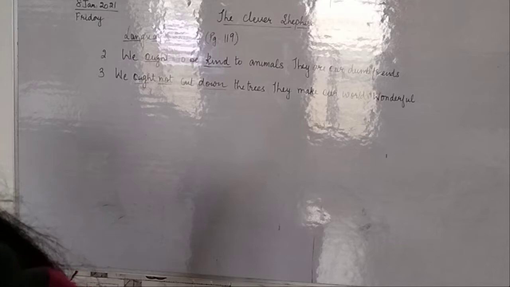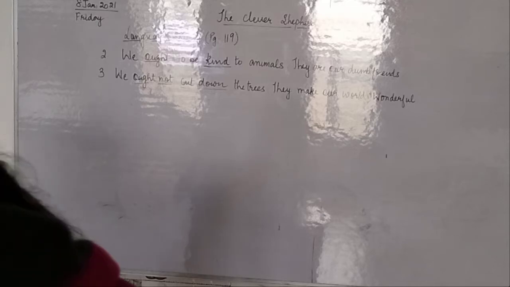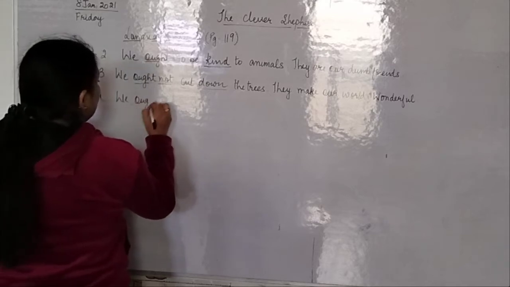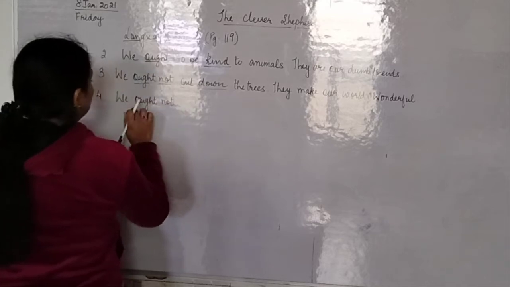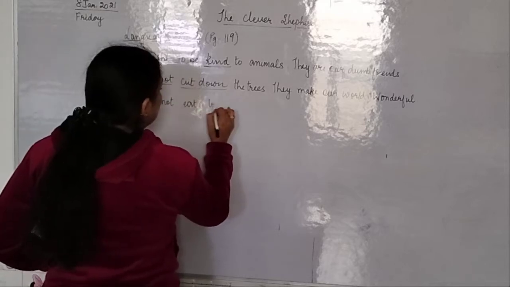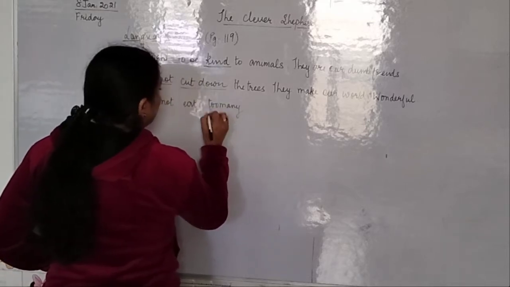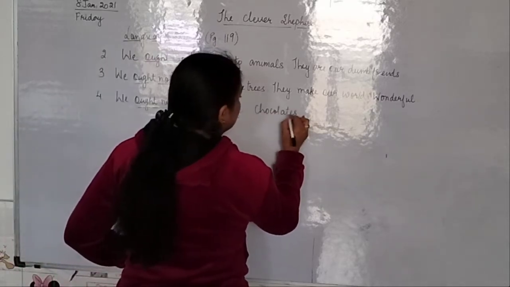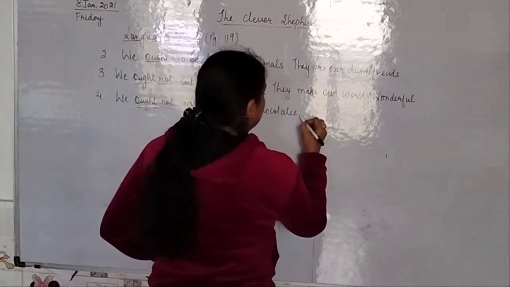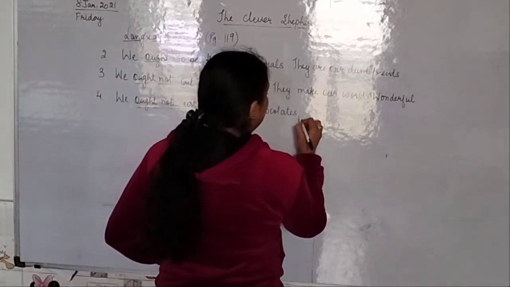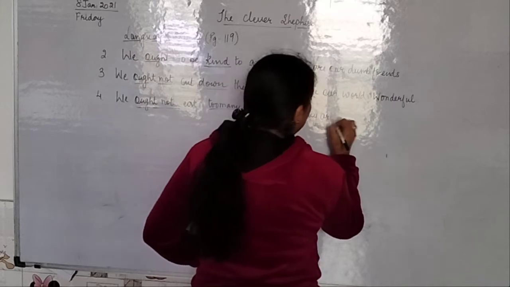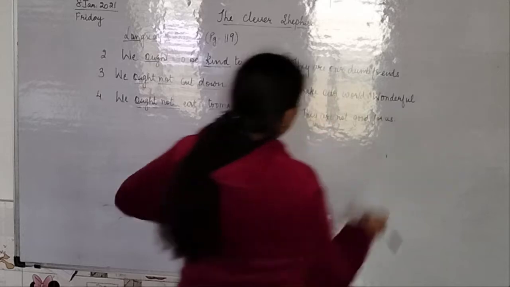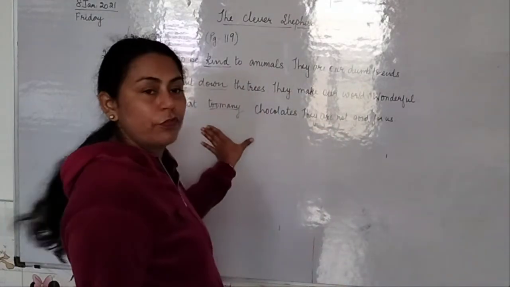Fourth one, chocolates are not good for our teeth and we have to use too many. So we ought not eat too many chocolates. Or you can add it, they are not good for us. Whether you write it or not, the meaning is clear from this first sentence.